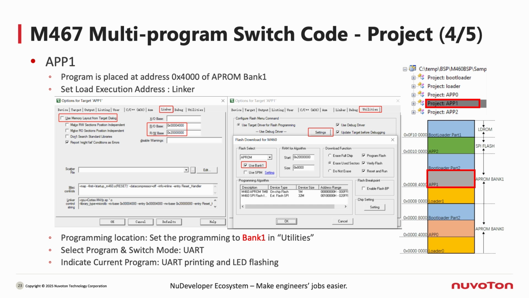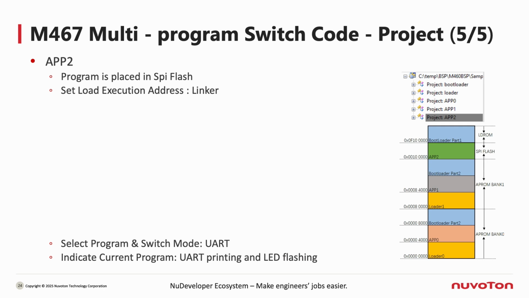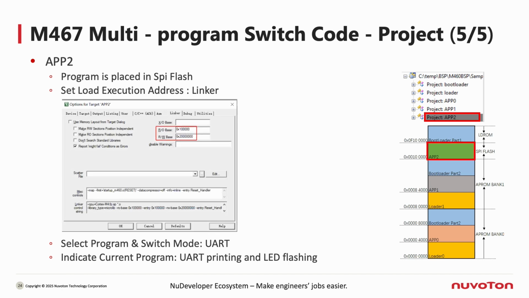Select the program and switching method through UART input. Distinguish the currently executing program by the printed information and the flashing of the LED. APP2 is an application program in SPI Flash. Stored in SPI Flash. Set the loading and execution address in Linker to 0x100000. Select the program and switching method through UART input. Distinguish the currently executing program by the printed information and the flashing of the LED.